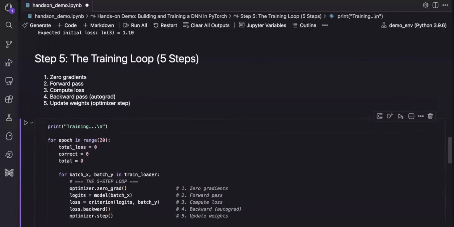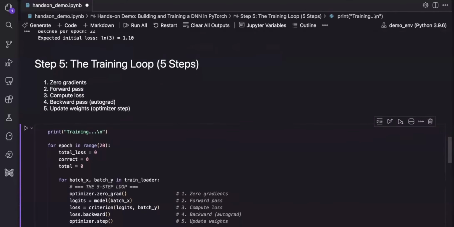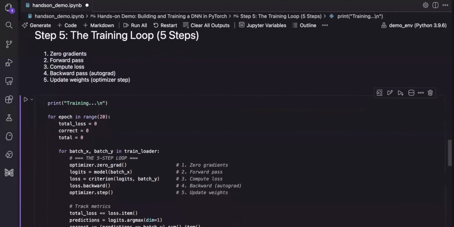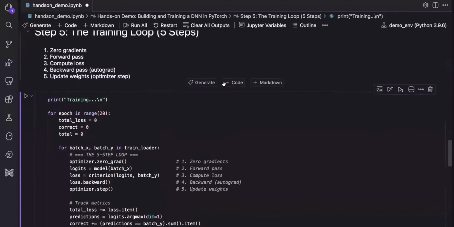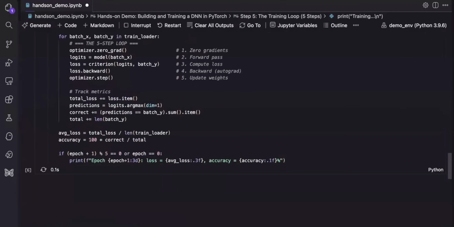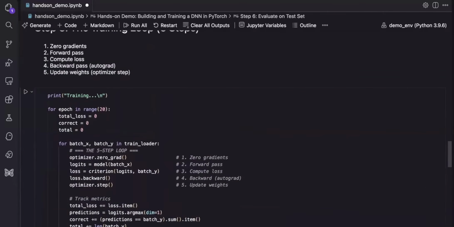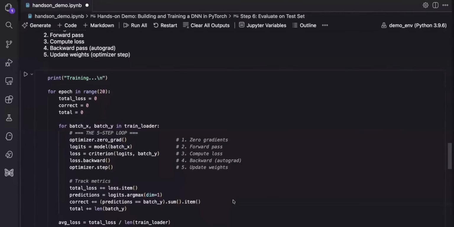Now, let us move to the training loop that we have and let us run it. While it is running, let me walk you through the loop line by line. For epoch in range 20, an epoch is a full pass through the entire training dataset. We run 20 epochs, meaning the model will see every training example 20 times total. Each time it sees the data in a different randomized order because of the shuffling.